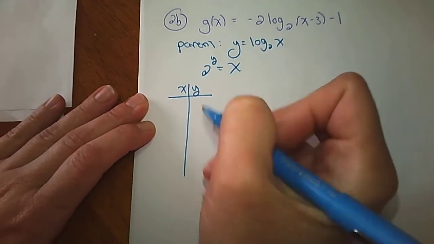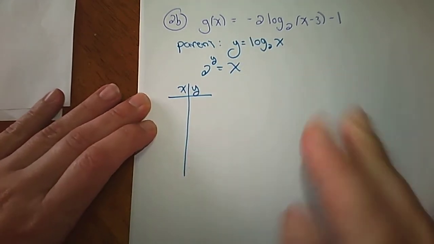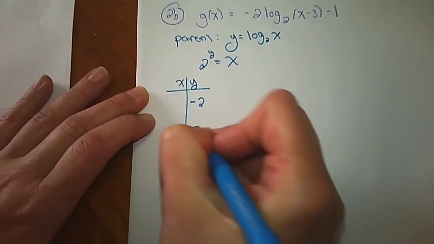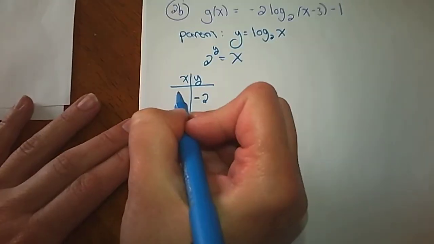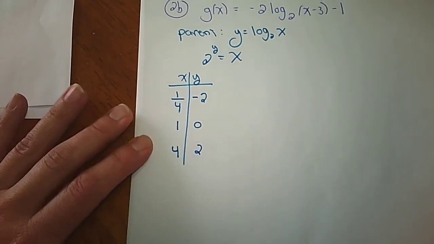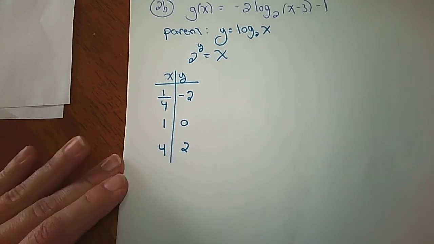This time the y is in the exponent, so I'm going to put my numbers down the y column. Anytime it's a base 2, I like to use 2's. I find it more festive. So this would be 1/4, 1, and 4. Again, you can use any 3 numbers you want.